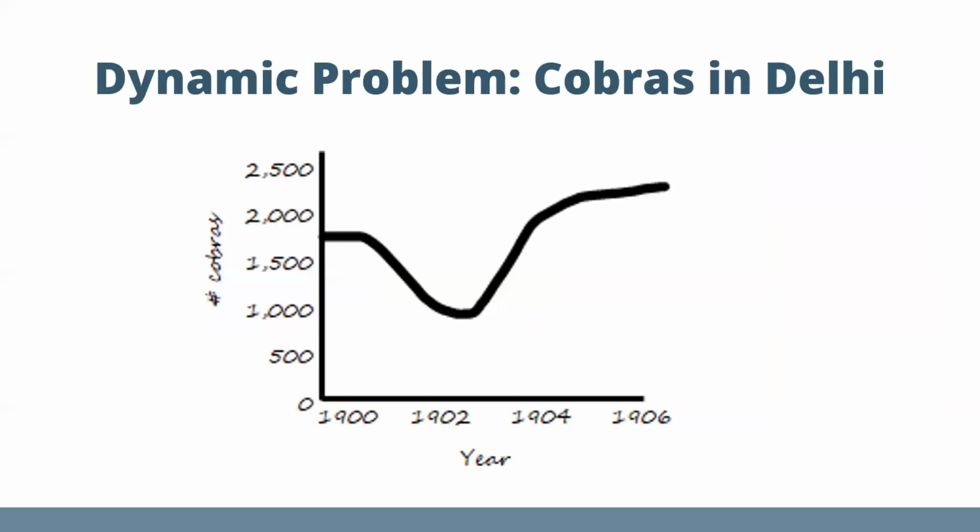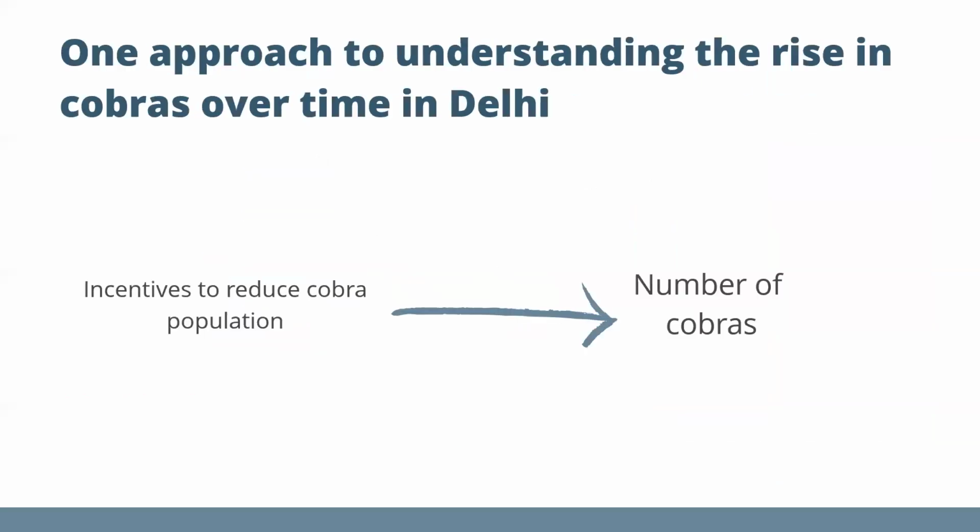So this graph helps us see the trend in cobra numbers between 1900 and 1906. As you can see, there was a dip here, and then it started to rise again by 1904. So despite the British efforts to control the cobra population, what actually happened is that people started to breed cobras for money because of the bounty.